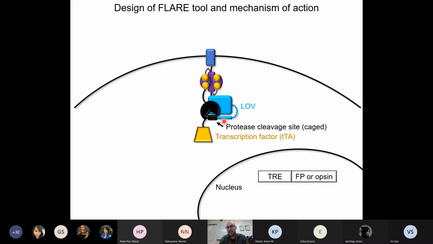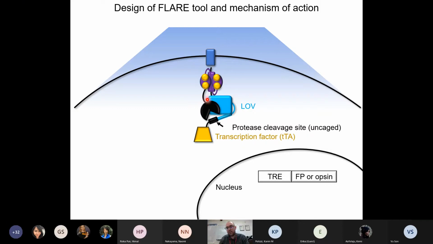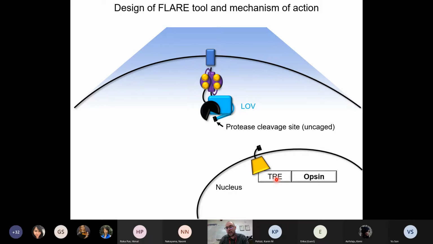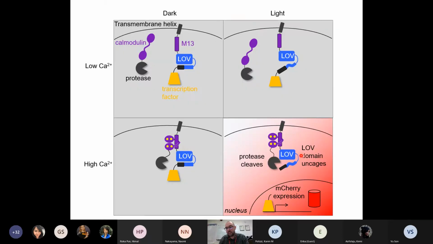However, nothing can happen because in dark conditions, the LOV domain is protecting this recognition site from cleavage. However, when we shine blue light, it undergoes a conformational change, and now the protease can cleave its peptide substrate, and now the transcription factor is capable of being translocated to the nucleus and promoting the expression of the reporter gene.